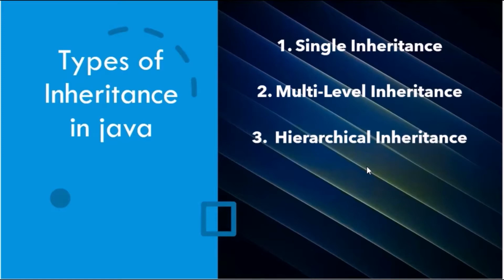Hierarchical inheritance, in which there is one parent and two or more child classes. A is the only parent, and classes B and C extend A. Okay, so these are the three types of inheritance.